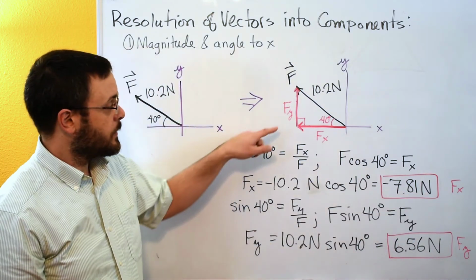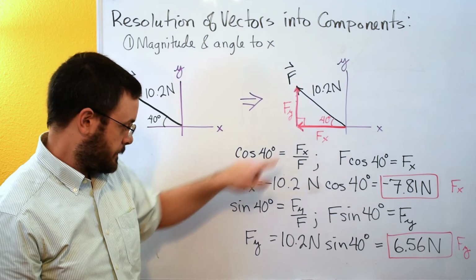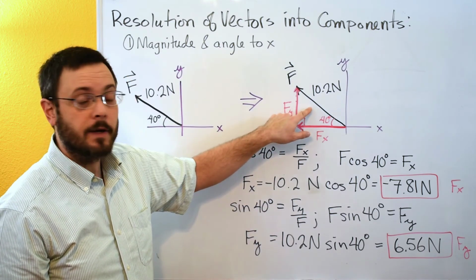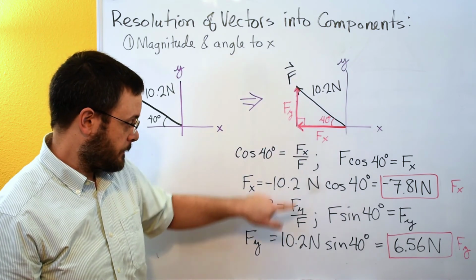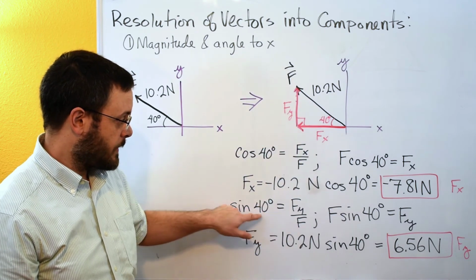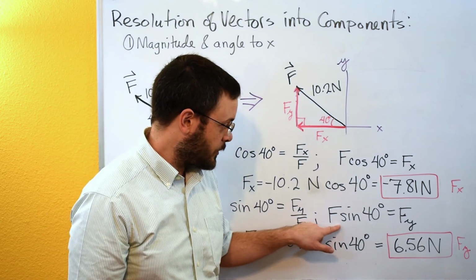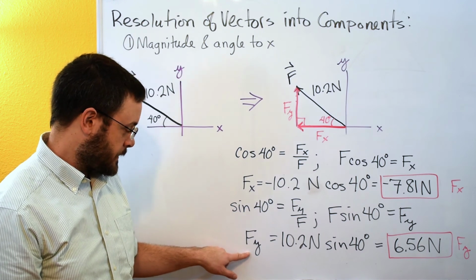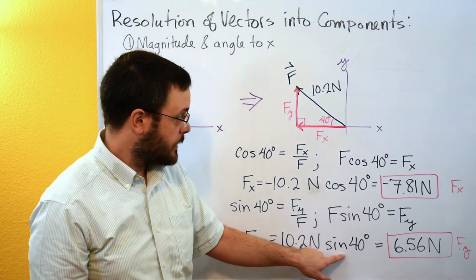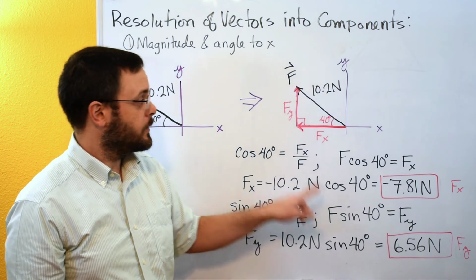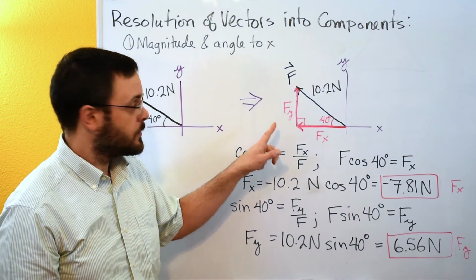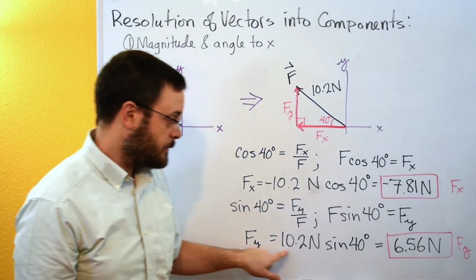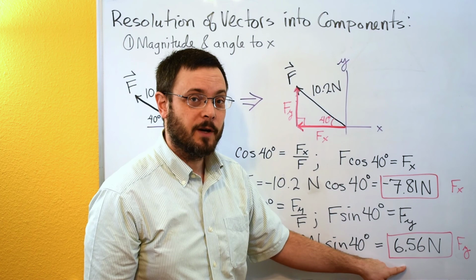And then we can do the same thing using sine of 40. So sine of 40 is equal to the opposite side, Fy, divided by the hypotenuse, which is the magnitude of F. Multiply through this equation by F, we get F sine of 40 is equal to Fy. And then we can get that Fy is equal to the 10.2 newtons times sine of 40 degrees, and then go back and check your direction. In this case, you can see that Fy is going in the positive y direction, so we'll leave it as positive, and we'll get a positive 6.56 newtons for Fy.